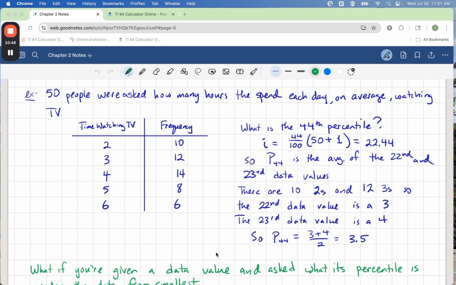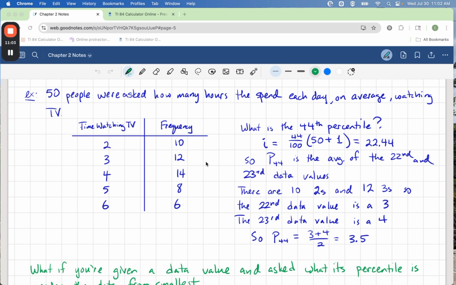It looks like there are 10 2s and 12 3s. So the 22nd data value, right? Remember, these frequency distributions mean that if you wrote out this set of data, you'd have 10 2s.